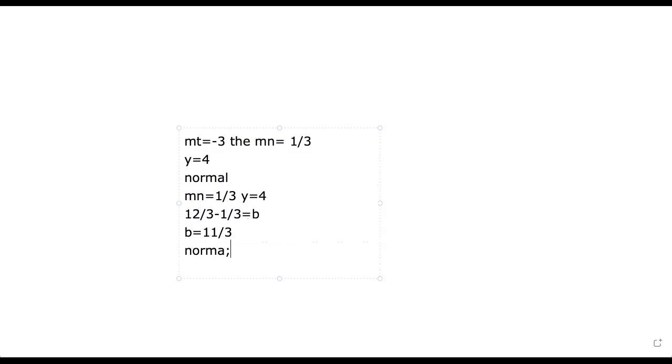The equation of the normal is y equals 1 over 3 x plus 11 over 3.